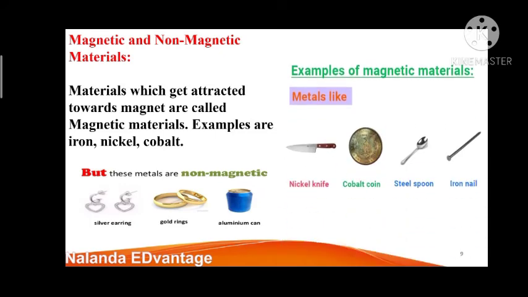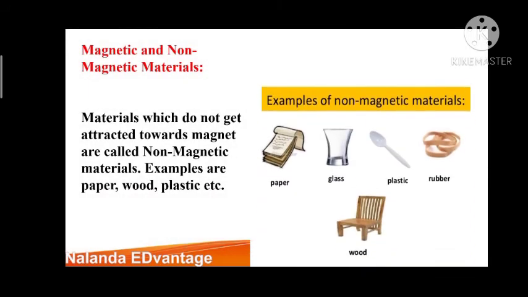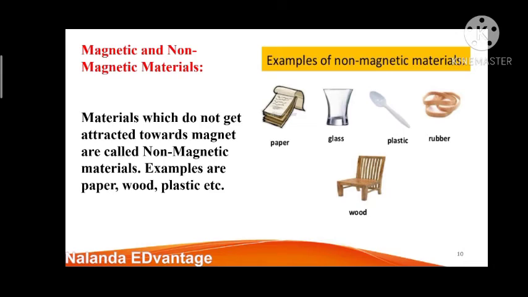Now we have been talking about magnetic and non-magnetic materials. So let's quickly see what these are. Any material which gets attracted towards a magnet is a magnetic material. A few examples are nickel, iron, and cobalt. But all the metals are not attracted towards a magnet. A few examples are silver, gold and aluminium, which are non-magnetic. That means they will not be attracted towards the magnet. There are also various non-magnetic materials such as rubber, glass, paper, plastic and wood, etc.